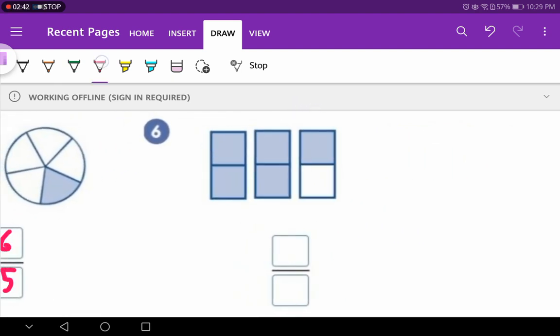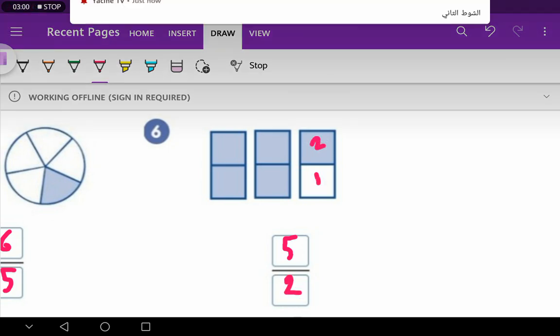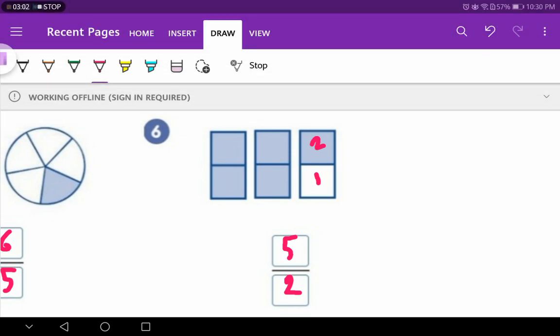Okay, again. 1, 2, 3, 4, 5 shaded. Okay, it is actually a tricky question. So again, the whole part is 1, 2. So it is 5 over 2. Okay, my dear student? Okay.